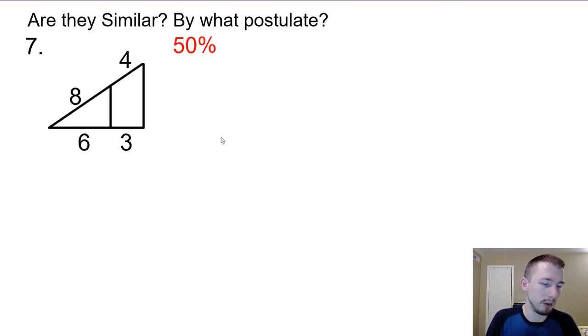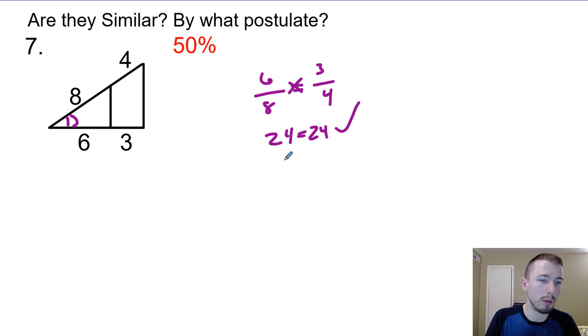Number 7, are they similar? If so, by what postulate? Well, you might notice here that the angle in between these two sides is going to be the exact same angle. So all we have to do is check to make sure these sides are in the same proportion. Set up your proportion here. I got 6 goes to 3 just as 8 goes to 4. If you cross multiply, you're going to get the same thing, 24 is equal to 24. So sure enough, they are proportional. So they are similar, we would say, by side-included angle-side, where the angle is included in between the two sides.